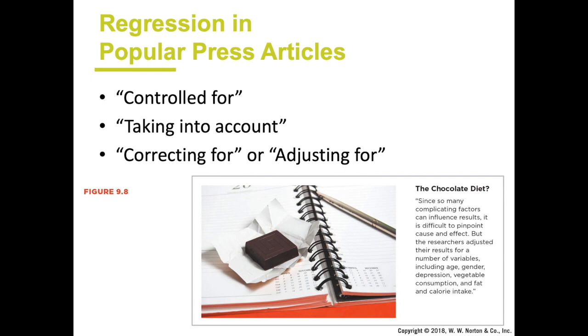So in the popular press, you're going to see terms like controlled for, taking into account, correcting for, or adjusting for. Basically, all those are trying to get the same thing, that in some way they controlled for another variable, a third or fourth variable that could be impacting the results.